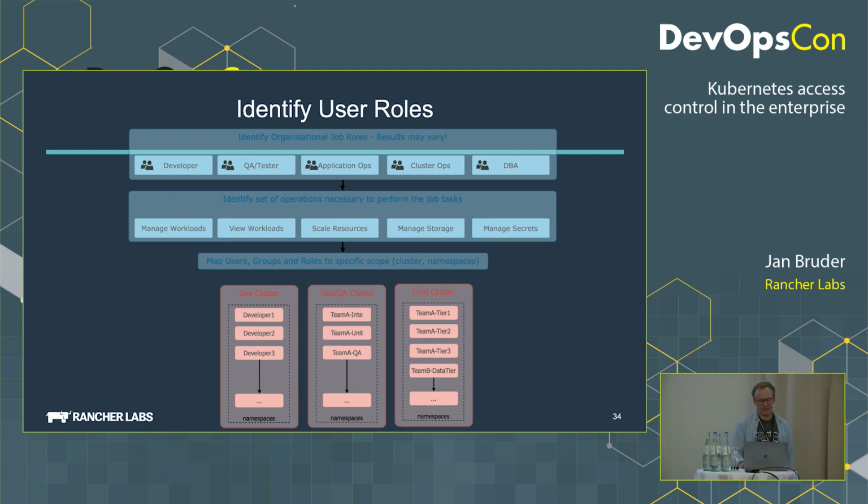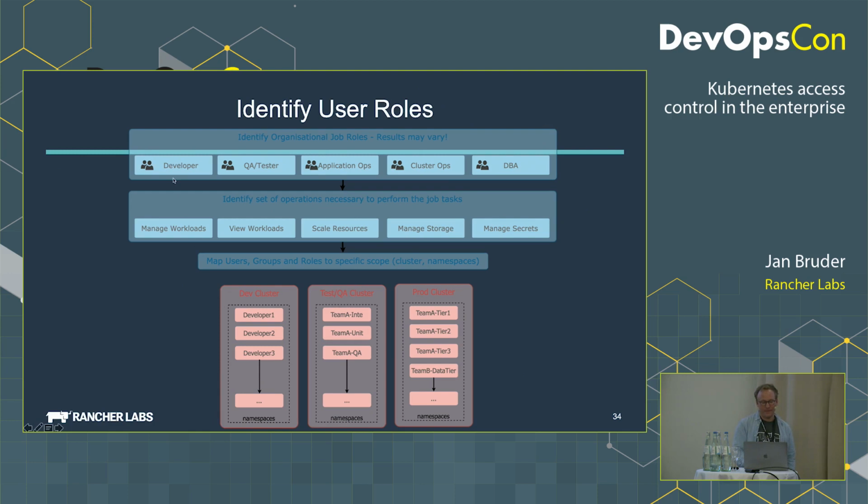So based on that, you then create corresponding Kubernetes roles that define a specific job role. And then you need to map those in the clusters. Different user groups may have different roles in different clusters.